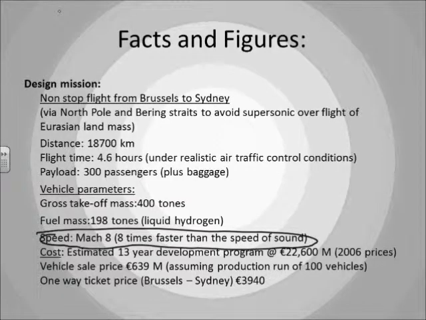Here are a few facts and figures about this. About its design mission. It is supposed to have a non-stop flight from Brussels to Sydney, via North Pole and Bering Straits. Then it's supposed to cover a distance of 18,700 kilometers, flight time 4.6 hours, payload 300 passengers, and a few other vehicle parameters, among which the most important is the Mach 8 speed, which means it's going to fly at a speed 8 times faster than the speed of sound. That's an incredibly high speed.